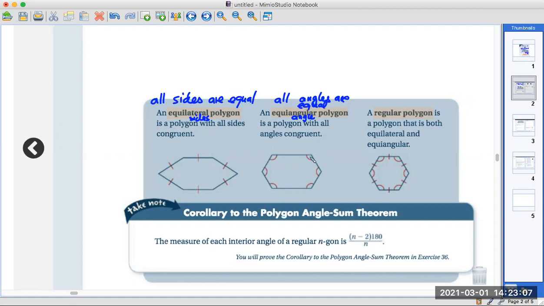So notice these are angles, right? And they're all equal because they have the same amount of bows. And then it's regular. Regular means all sides and angles are equal. This is the word you need to look for. Look for this word in your questions. All sides and angles are equal.